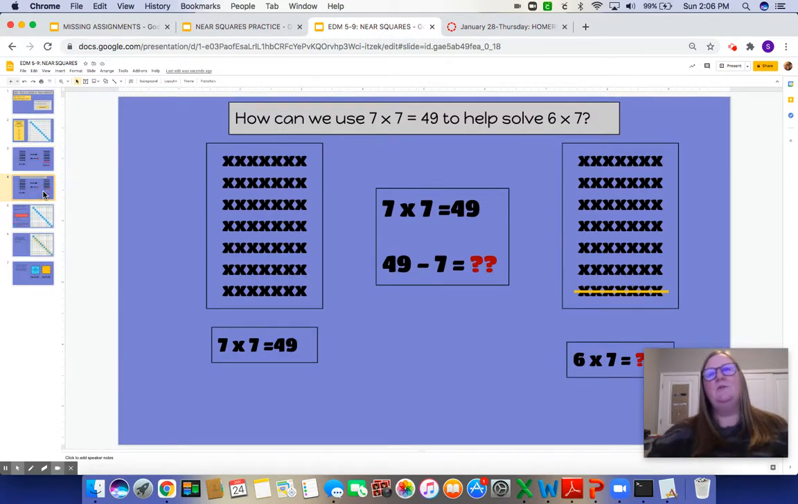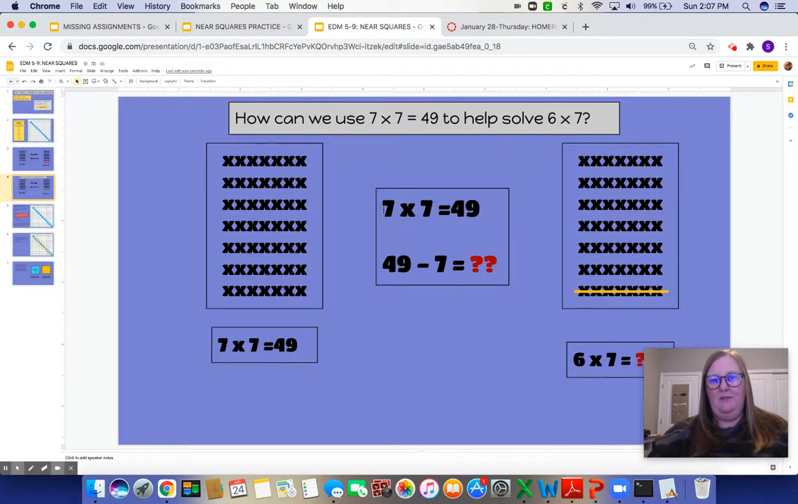We're going to still use that same multiplication square, 7 times 7. How can we use it to solve 6 times 7? It's the same way. I've kept this array again, 7 times 7. So 7 rows with 7 in each row equals 49. So in this array, I had 7 rows, 1, 2, 3, 4, 5, 6, 7. I have crossed out a row because I want to know what 6 times 7 is.